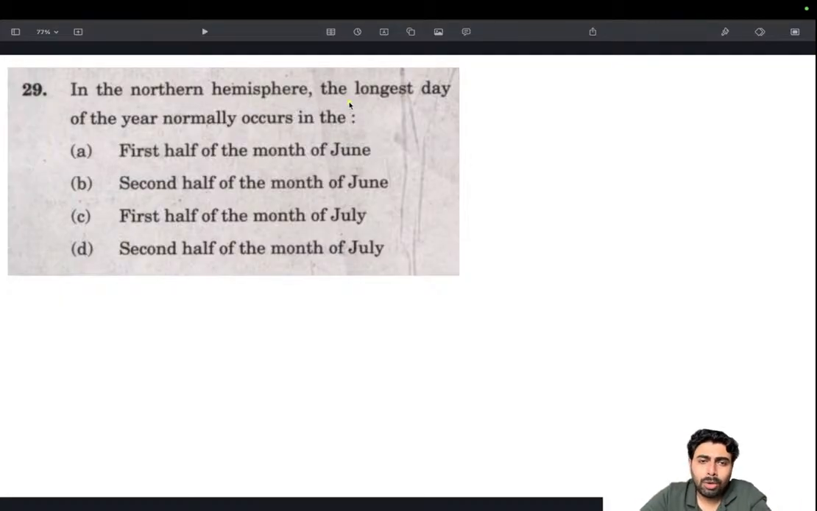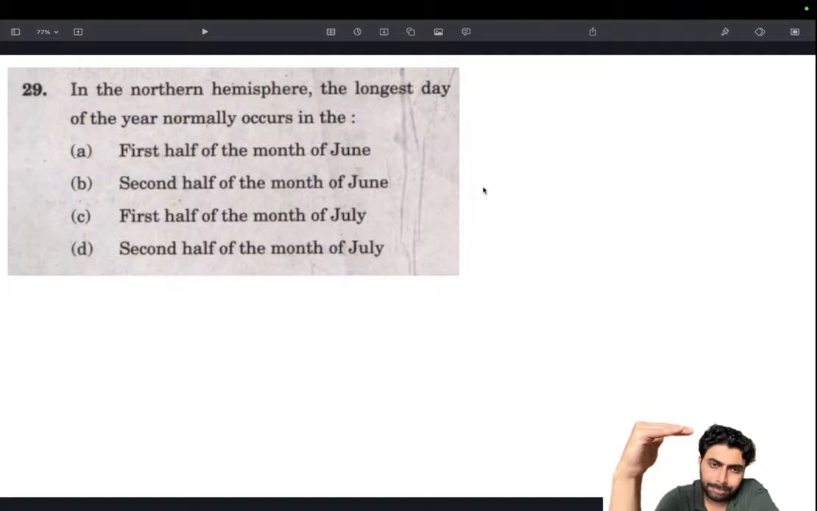In the northern hemisphere, the longest day of the year normally occurs in. Okay, we need to figure out what exactly they are talking about, whether it's equinox or summer solstice or winter solstice. If you know that summer solstice is when the sun is at or above the Tropic of Cancer latitude, because the position of the sun changes latitudinally, and it starts from the equator, then it moves towards the northern hemisphere, up until the Tropic of Cancer, then it moves south towards the Tropic of Capricorn, and then it moves back again to the equator.